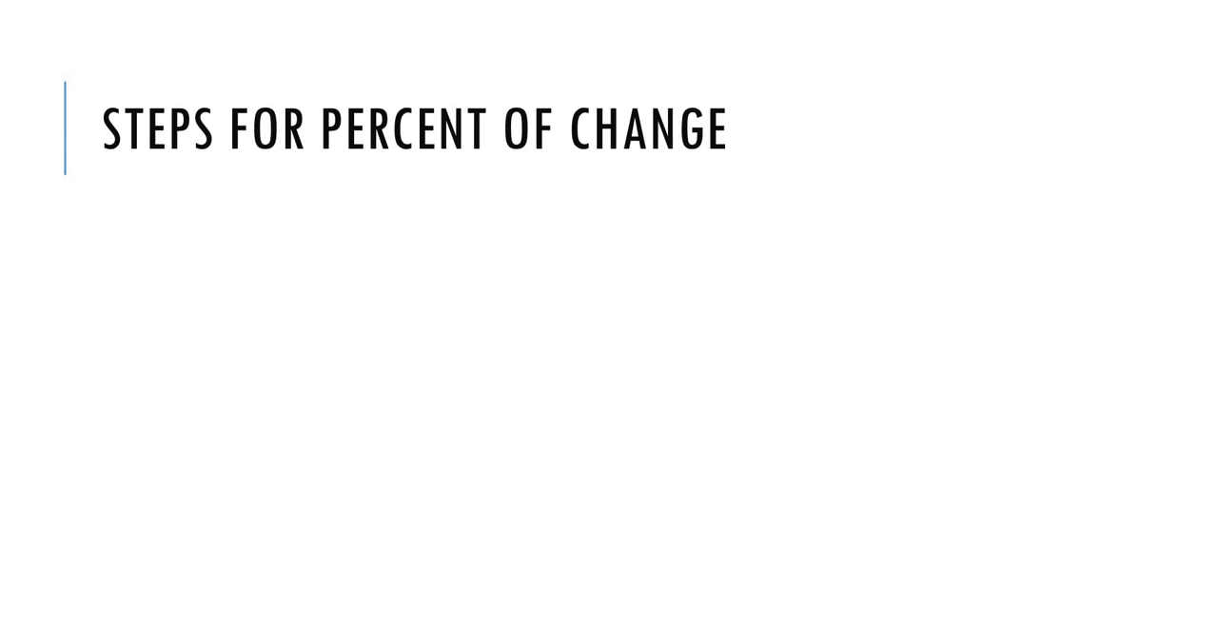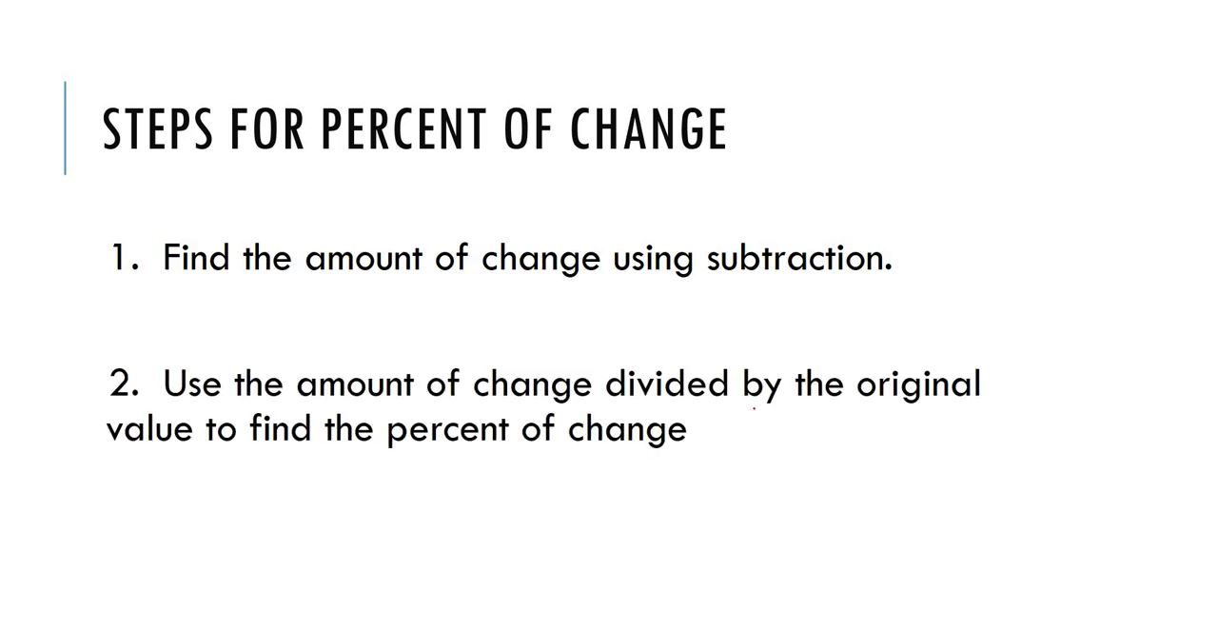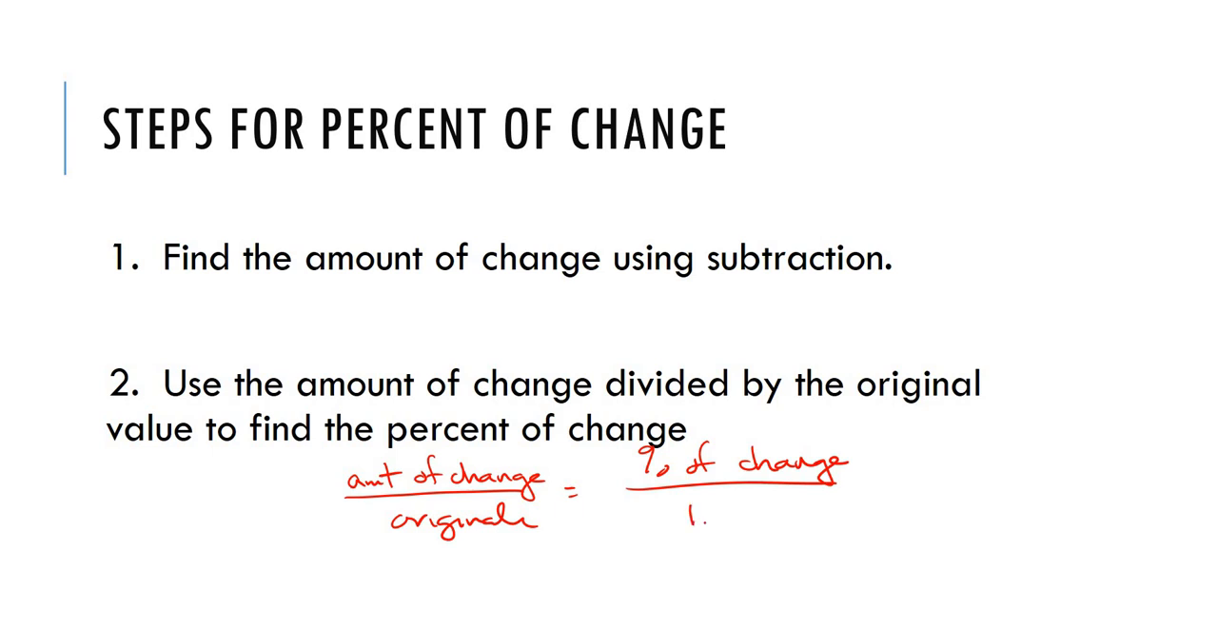The next thing we want to do is just write down a couple of quick steps so you have them in your notes. So the first thing you're going to do is to find the actual amount of change using subtraction. And then the amount of change divided by the original value to find the percent of change. And remember, it's the amount of change over the original is set equal to the percent of change, and that's my unknown, divided by 100.